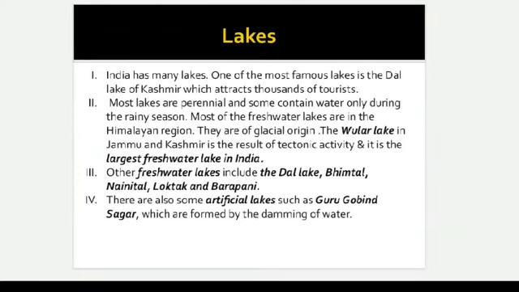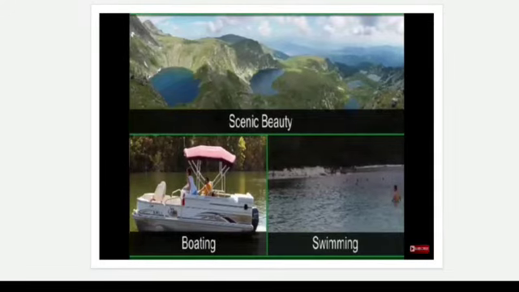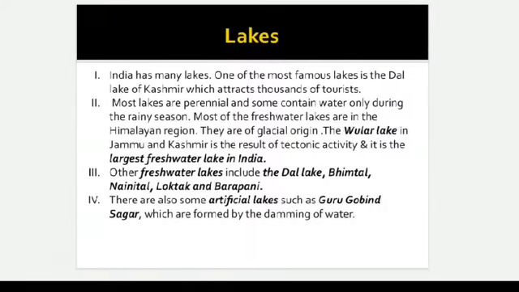Now we come to lakes. India has many lakes, and they are well known for their scenic beauty, boating, swimming, etc. One of the most famous lakes is the Dal Lake of Kashmir, and it attracts thousands of tourists. Not only this lake, there are many lakes which attract thousands of tourists.